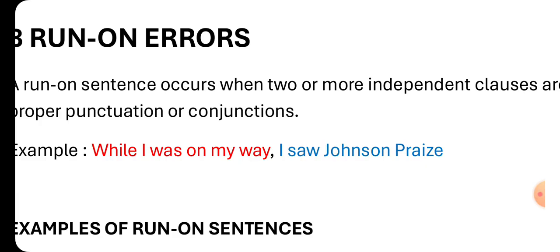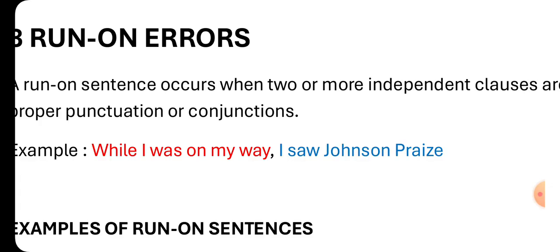But let's look at the other part of the sentence which I highlighted blue. I saw Johnson Praise. I saw Johnson Praise is complete. If you say I saw Johnson Praise, sorry, if you say I saw Johnson Praise, don't laugh at me, it still makes meaning without the help of any other word. Do you get it? I saw Johnson Praise is a complete sentence.